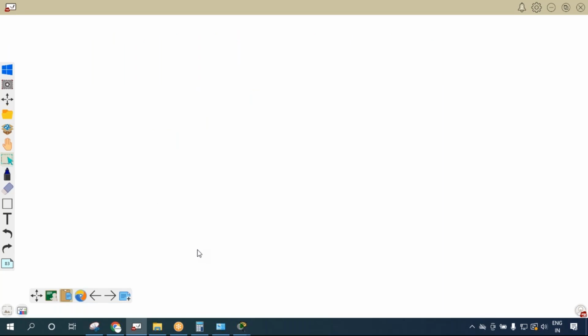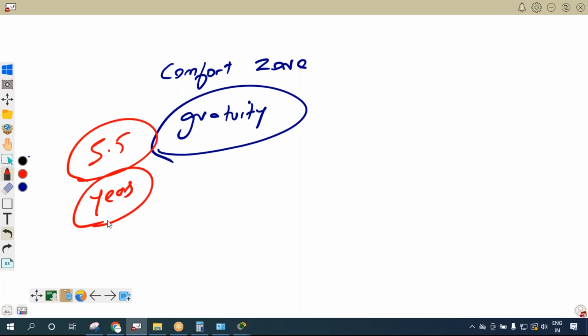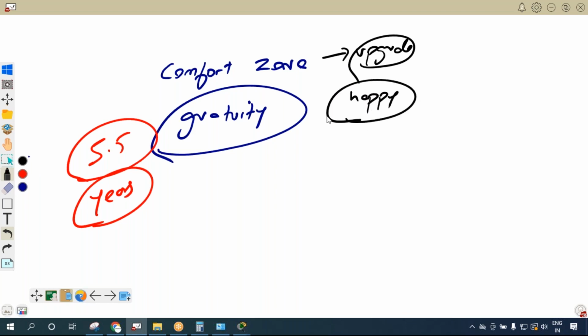Now what happens is, in such a company you will go into a comfort zone. Now comfort zone is very tough. Comfort zone means taking gratuity from a company. If you have taken a gratuity, meaning after 5.5 years in a company, when you stay, you will be eligible for gratuity. So such a company will take you to the comfort zone. When you are in the comfort zone, you do not want to upgrade yourself. You are happy with whatever you are getting. You are happy in that state.